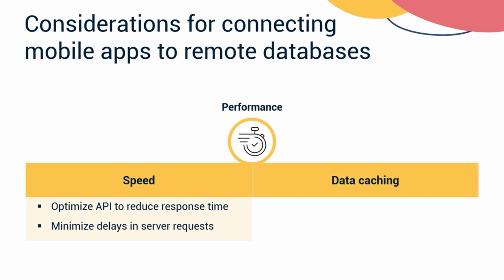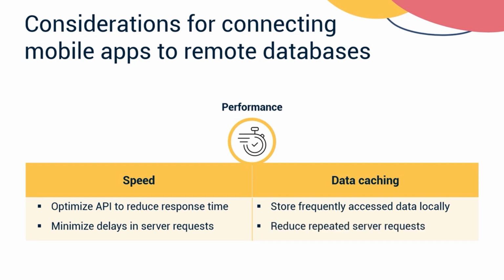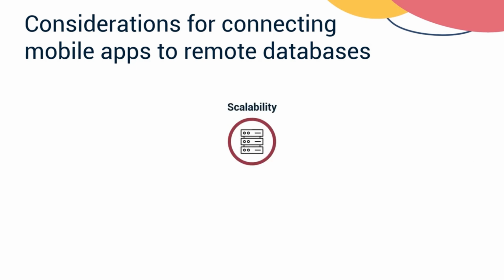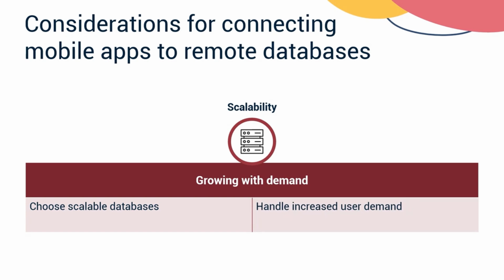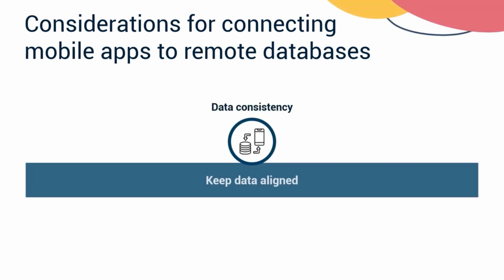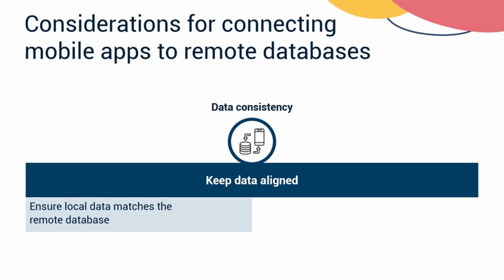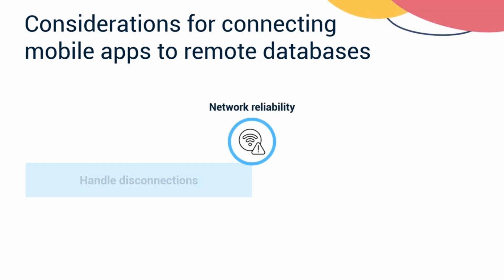Additionally, locally caching frequently accessed data improves app speed by reducing the need to request the same data from the server repeatedly. Scalability ensures that your app can handle growth. Choose a database that can scale as more users join, so the system continues to perform well under increased demand. Data consistency is important to ensure the data on the local user's device matches what's in the remote database, especially for offline apps. Network reliability ensures your app handles internet interruptions smoothly.